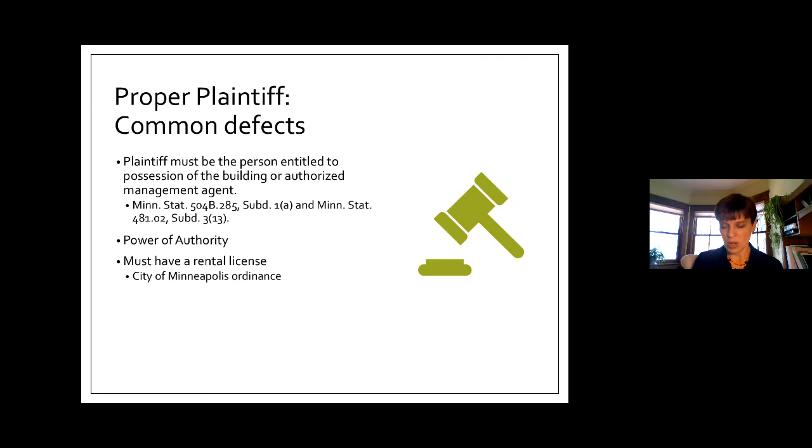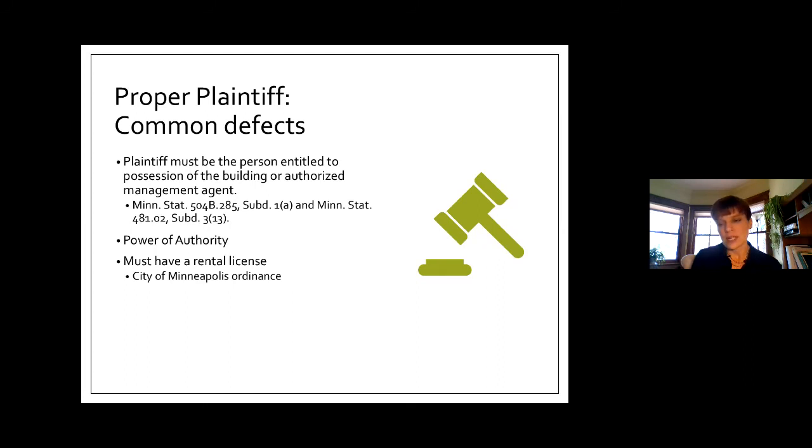And those rules allow an unlicensed agent, a non-attorney agent, to represent landlords in housing court. But in order to do so, they must have a power of authority attached. So if you are looking at a complaint and the person who signed the complaint is not the plaintiff itself or an attorney representing the plaintiff, then you need to take a look to see who that person is. It is possible that it could be one of these non-attorney agents. If that's the case, a power of authority needs to be attached to the complaint.